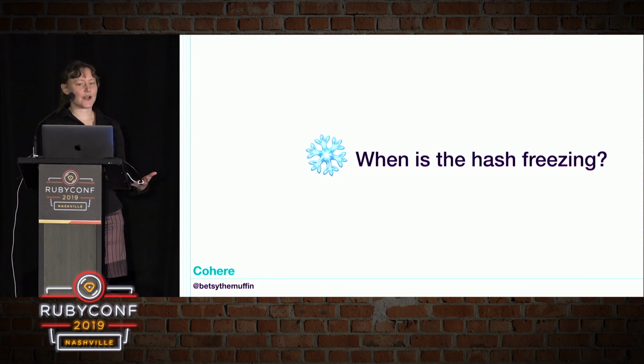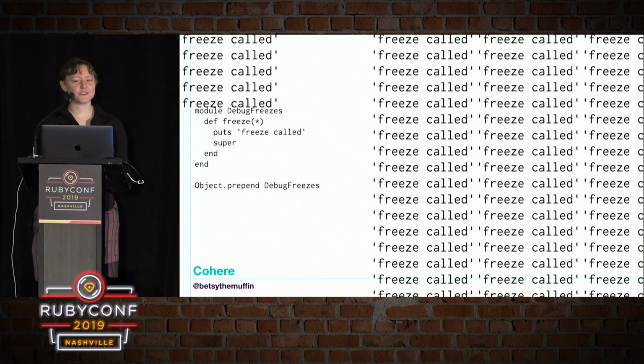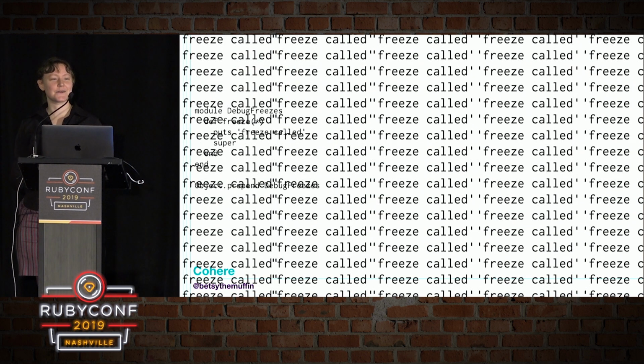In order to answer that question, first we need to answer the smaller question of, when did the hash freeze? There's a naive way of doing this, which is to just print out a message whenever the hash freezes, and we totally tried that first.